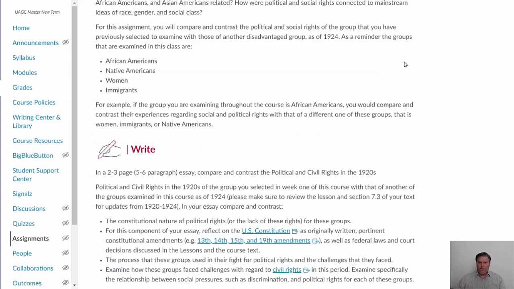Prior to writing your paper, you should identify which groups you will be writing about. One of these groups should be the group you are working on throughout the entire class in both the discussion boards as well as on your final paper. The other group can be any of the other three groups that you are interested in examining.